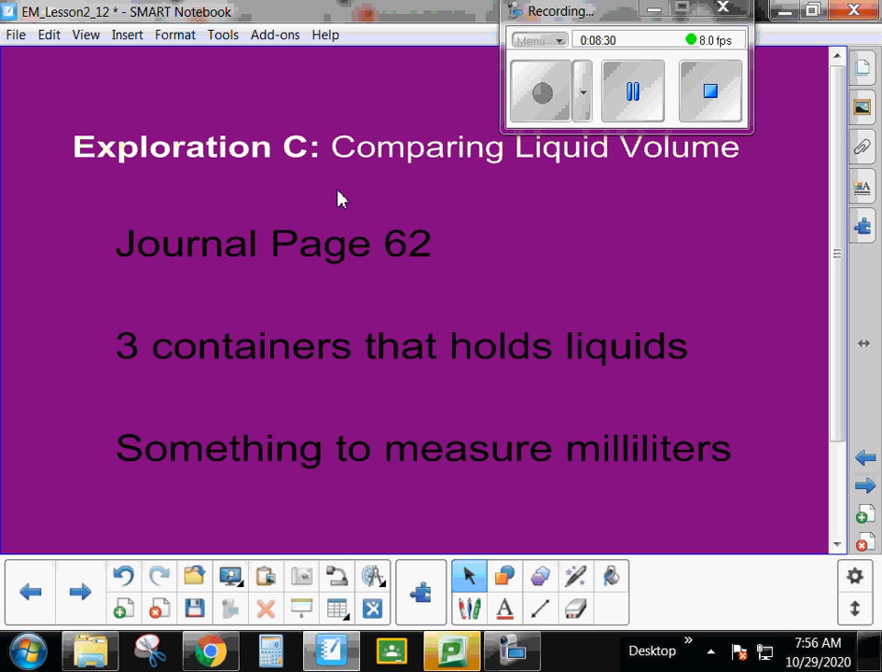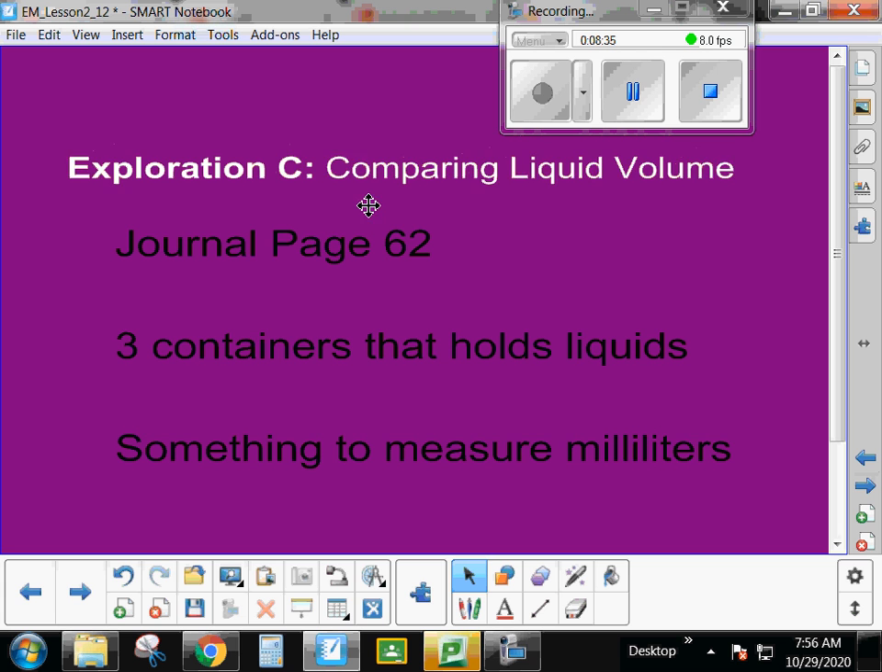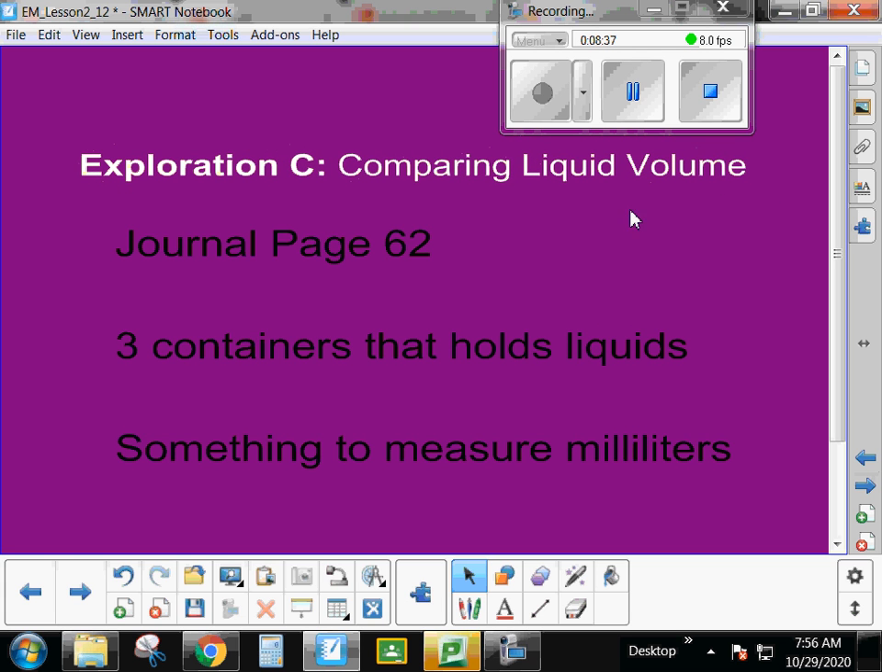And then finally, your exploration C. This is where you're going to be looking at liquid volume. Volume is the amount of space that a liquid would take up. And so for this, you're going to need your workbook page 62. You're going to need 3 containers that will hold liquids. So maybe it might be a water bottle, maybe it's a coffee cup, maybe it's an empty juice box. But 3 different containers that would hold different liquids.